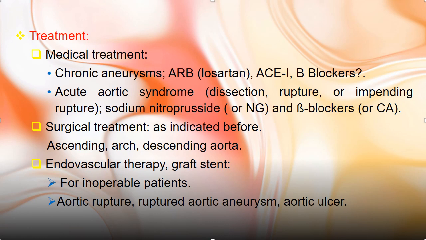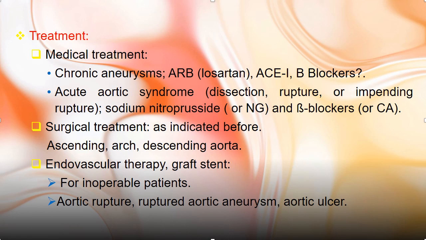Regarding the medical treatment, in asymptomatic patients or during follow-up, the most important medication is the ARB, especially losartan. Why losartan? Because it affects TGF beta. So it reduces apoptosis and the dilatation force occurring after dysregulation of the TGF beta. It also reduces blood pressure, so it reduces the dilatation force affecting the aortic wall.